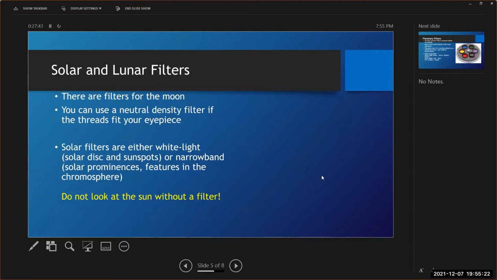The other thing would be moon filters, lunar filters. I do not have one of these. There are filters specifically made to observe the moon. And I think people do use neutral density filters with the moon. I have not done that. You would have to make sure that the threads, this part, would be the correct diameter and the correct threading to go into your eyepiece. So people use lunar filters. I do not, sorry.